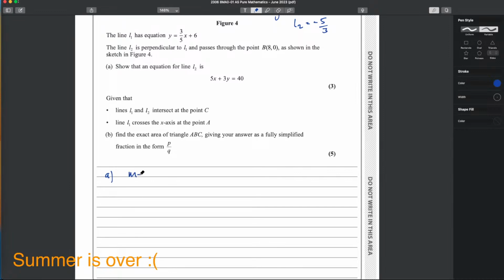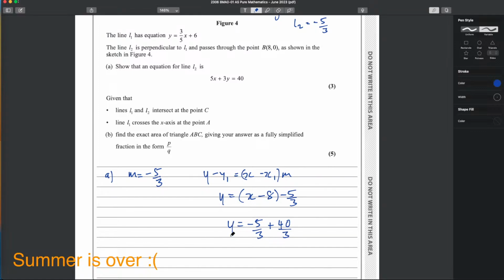So let's say m equals negative 5 on 3, and then we can say y take y1 equals x take x1 times m. Using that point 8, 0, we have y equals x take 8 times negative 5 on 3. So y equals negative 5 on 3 x plus 40 on 3.